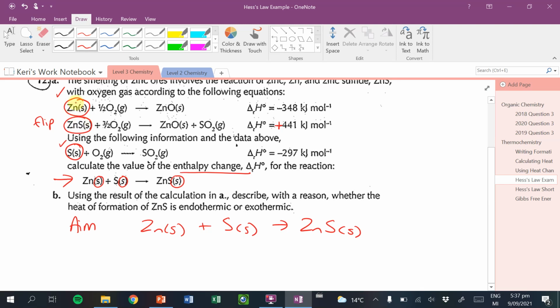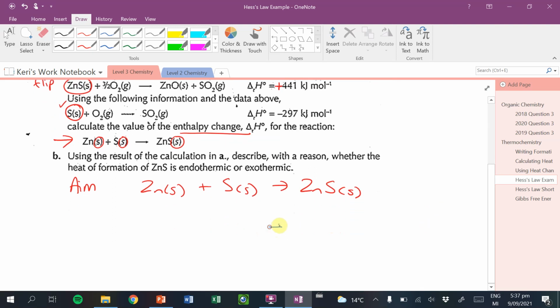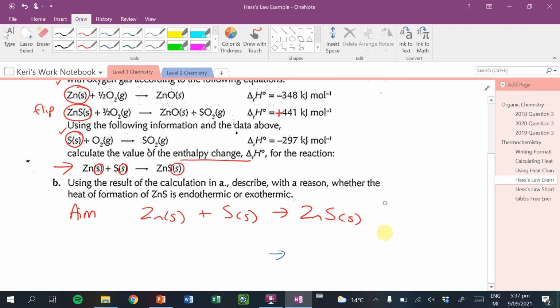So this first equation is zinc with half oxygen making zinc sulfide. Again, line everybody up so that way it's really easy for you to see them.